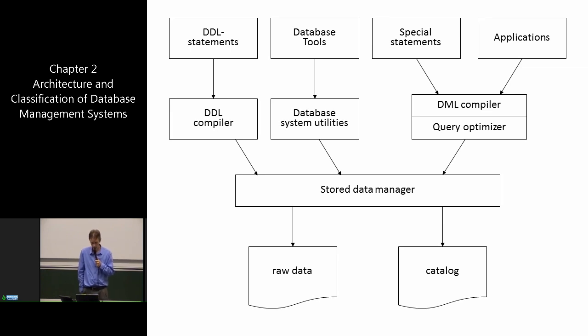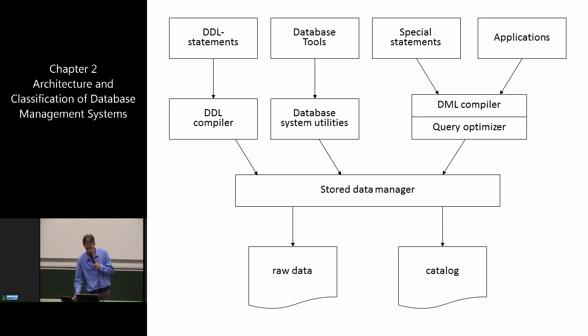Next to the DDL compiler, we also have various types of database system utilities, as you can see next to that. These will be performing all kinds of database-related utilities. That could be sorting data, that could be facilities for transaction management, that could be facilities for loading data, that could be facilities for performance monitoring, and so on.